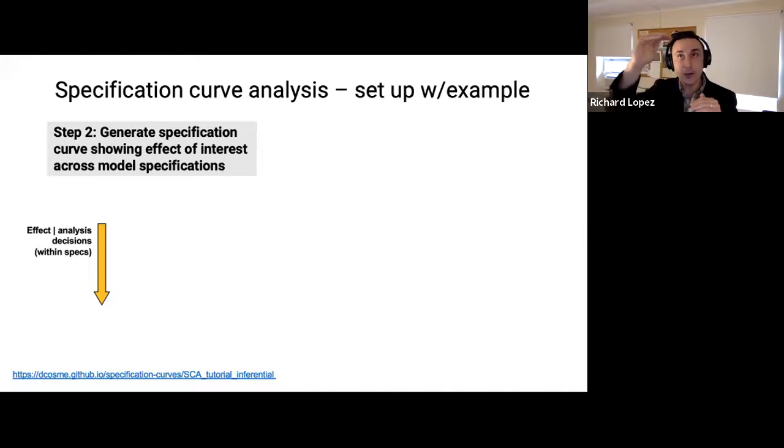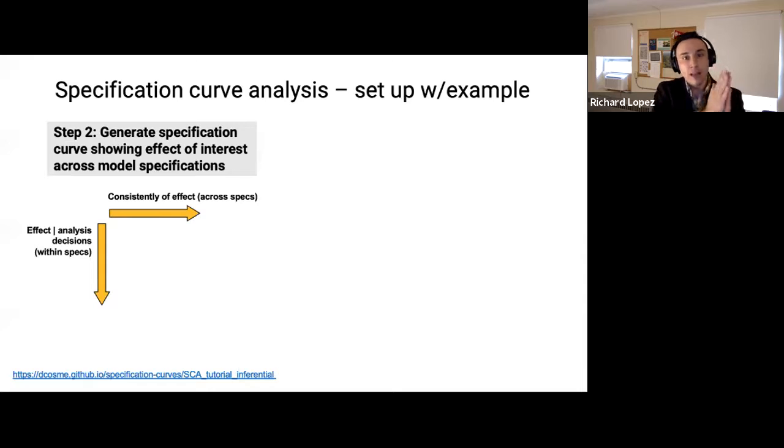So if you're going down, just down generally speaking, you're looking at a particular effect of interest given certain analytic decisions you made. So you're actually looking within a model specification. Every line that you go down in the specification curve is a specific model specification where you're looking at an effect or association for a particular variable of interest. And it's giving you a snapshot. Oh, what if I decided to do this, this, this, and this, right? It's a snapshot of one scenario, one specification. That's going down in the curve or graph.